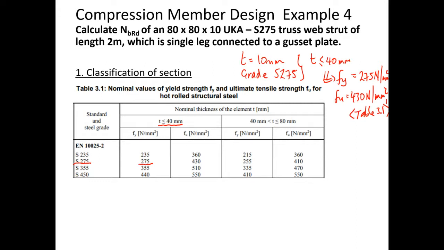All right, so what I'm doing is I'm just bringing up the tables with you, so you don't obviously have to take down all these tables. If you're taking down the notes and following me along, these tables are straight from the code. You should have the code open in front of you, but I'm taking the snippets out of the code so we can see. So effectively, once we know that t is 10 millimeters and the grade is S275, the thickness is less than 40 millimeters, and from table 3.1 the yield strength of the material is 275 newtons per millimeter squared.